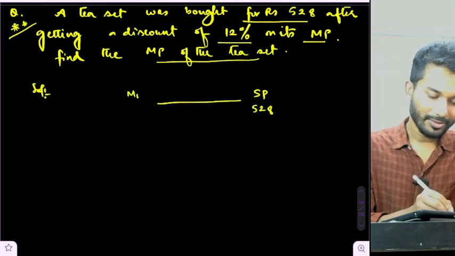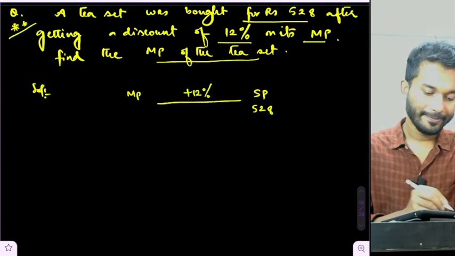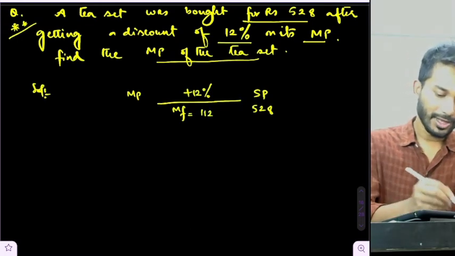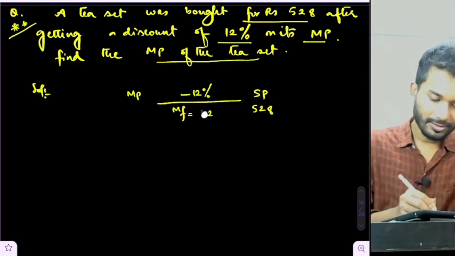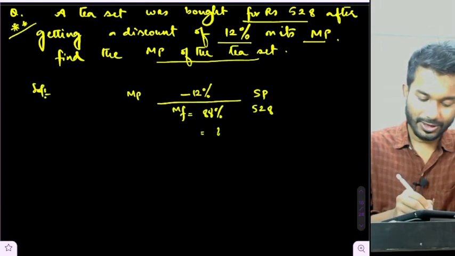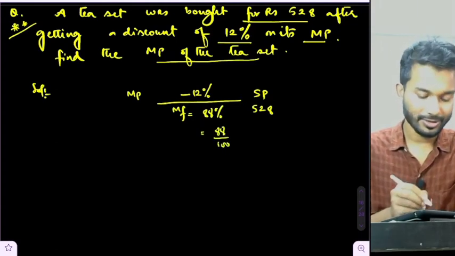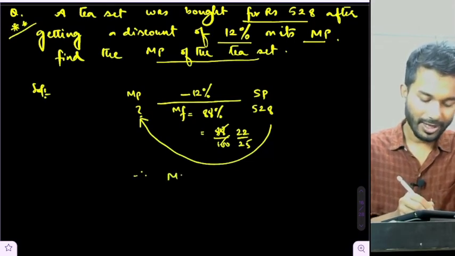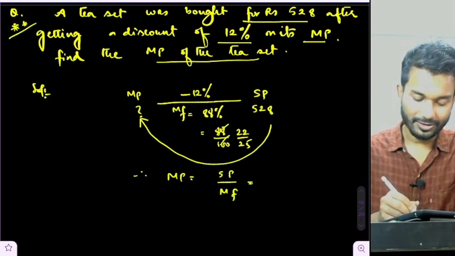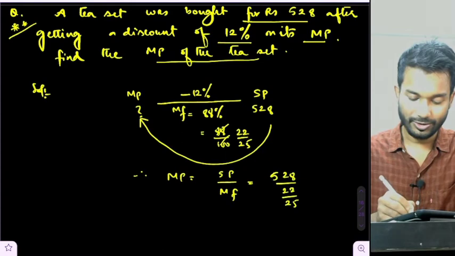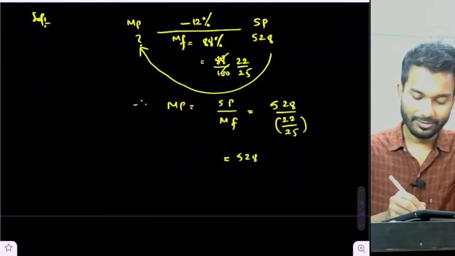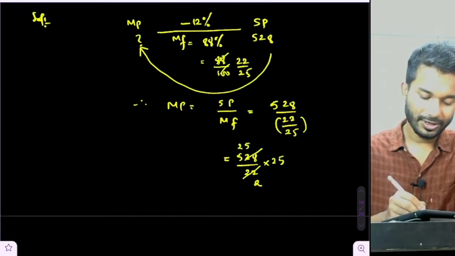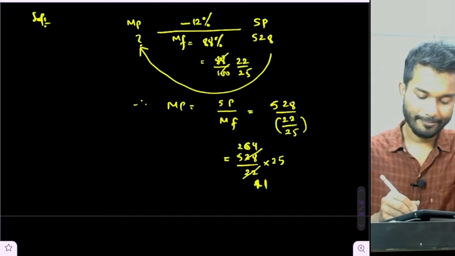So then we'll have mark price. Discount is 12%. So multiplication factor we'll find out. Multiplication factor will be 100 minus 12, which is 88%, or 88 by 100. How 88%? 100% minus 12%. That is 22 upon 25. Mark price is unknown. So we have to go in the backward direction. Therefore, mark price will be selling price divided by multiplication factor. That is 528 divided by 22 upon 25. This will give us 528 divided by 22 into 25, divisible by 2, 2 26s, so 52, 264 by 11. Just a minute.